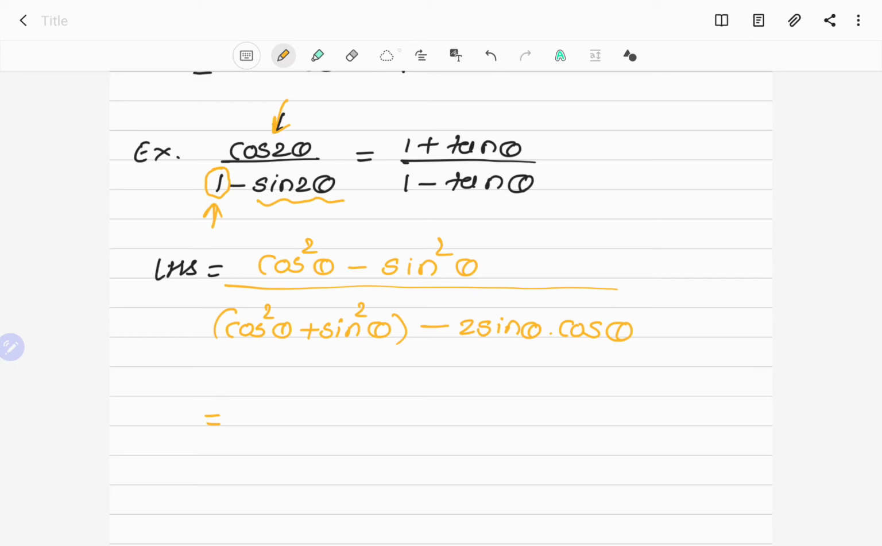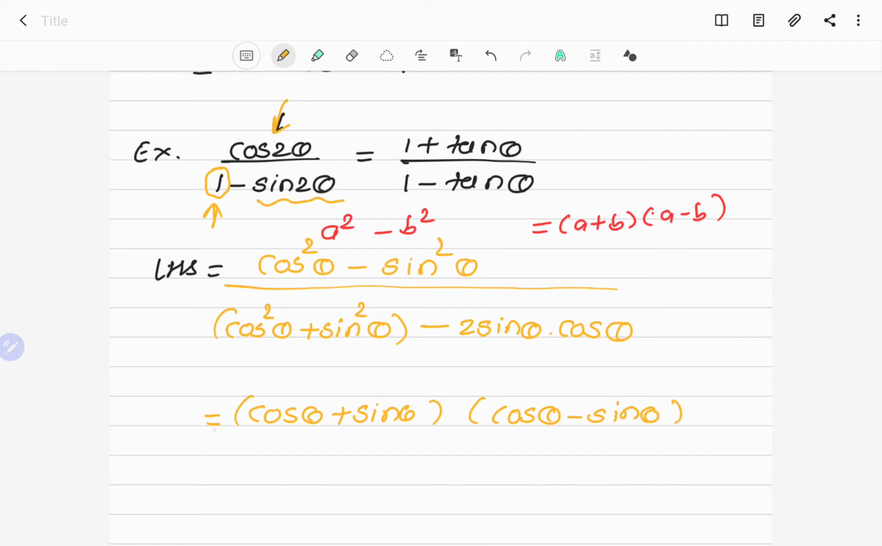So in the numerator, this case is actually a square minus b square. So what is a square minus b square? A square minus b square is a plus b, a minus b. So let's express this cos square theta minus sin square theta as cos theta plus sin theta and cos theta minus sin theta. So this is for the numerator.